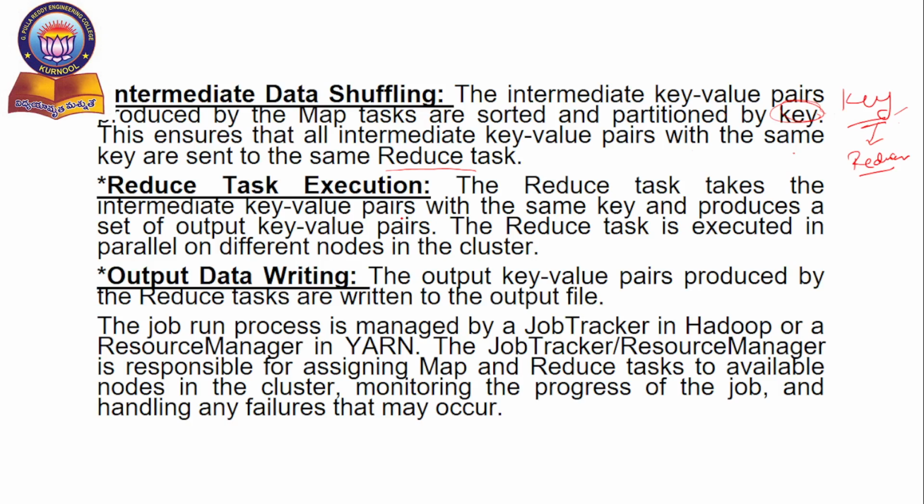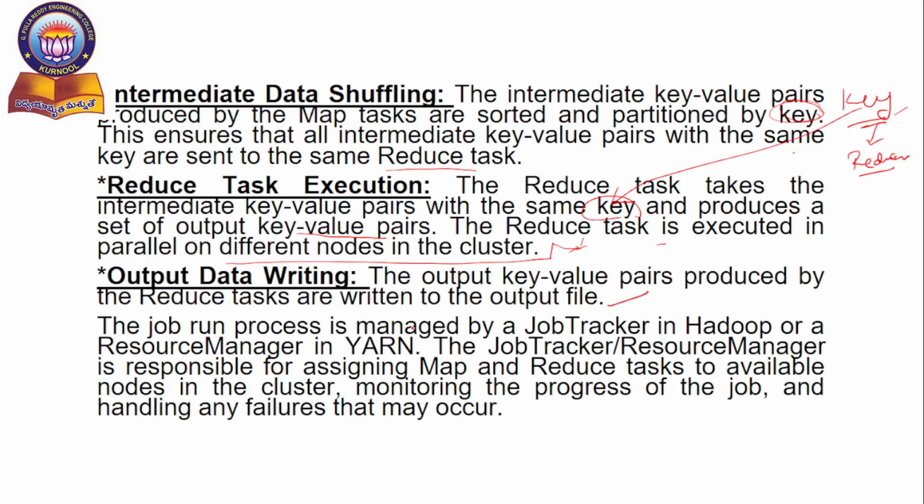Now, reduce task execution. The reduce task takes the intermediate key value pairs with the same key that has been defined here and produces the set of output key value pairs. The reduce task is executed in parallel on different nodes in the cluster, same as with the mapper. Now, the last task is output data writing. Once the output is generated from the reducer, the output key value pairs produced by the reduce task are written into the output file.